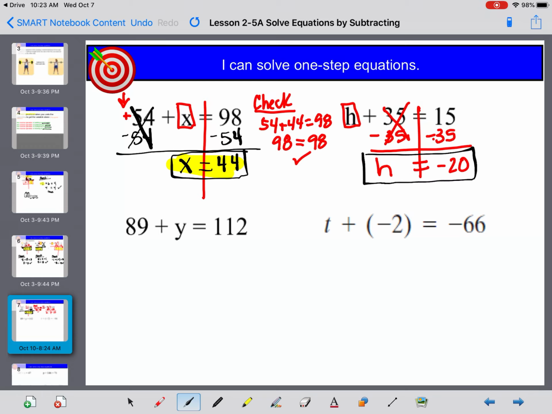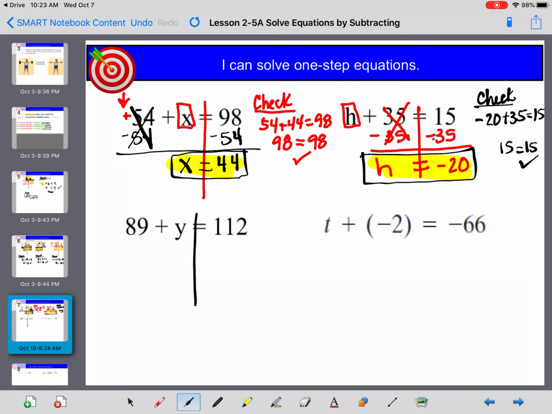Before I can say definitively that H equals -20 is the solution, I'm going to check my work. -20 plus 35, does that equal 15? Well, yeah, I learned in chapter 1 that when I am adding two numbers, one of which is negative, I subtract. 35 minus 20 is 15. The number with the biggest absolute value is 35, which is positive. So I know my answer is positive 15 on the left and positive 15 on the right. So my answer of -20 does make that equation true.